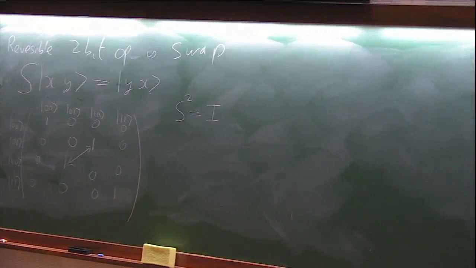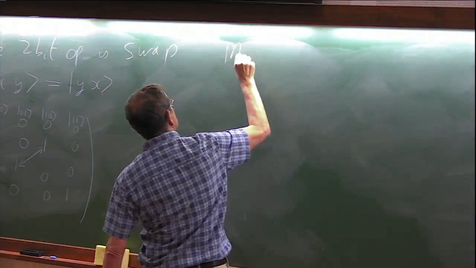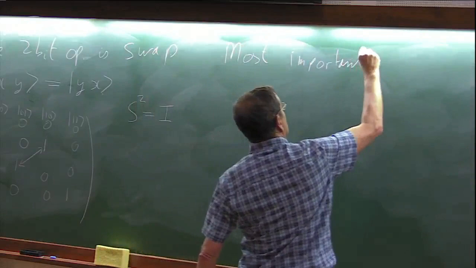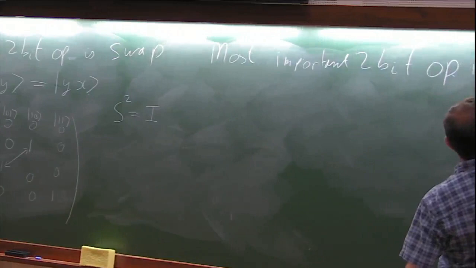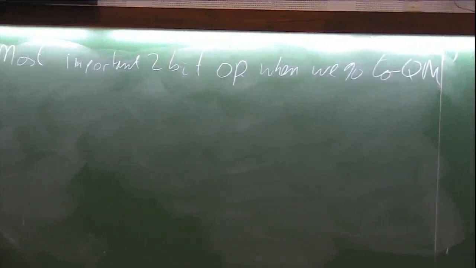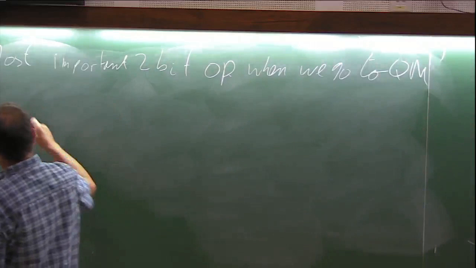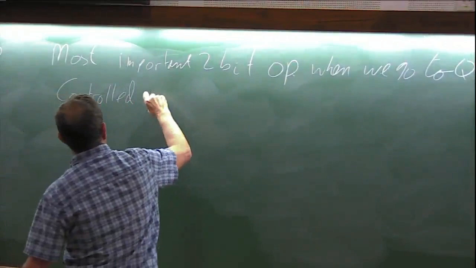So we have to really make sure we understand this. Most important two-bit operator when we go to quantum mechanics. We haven't got there yet because we're writing everything out in the simpler classical case. It's called a controlled NOT gate, or C-NOT for short.